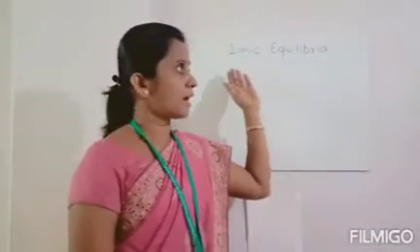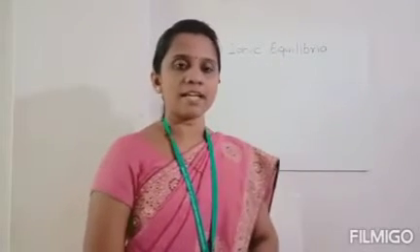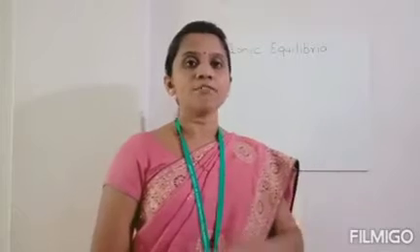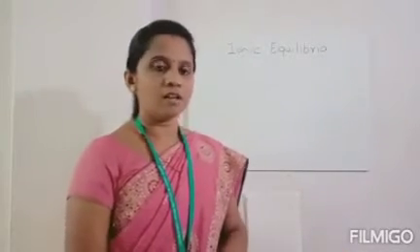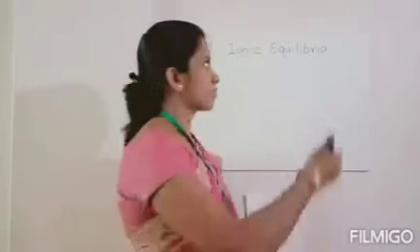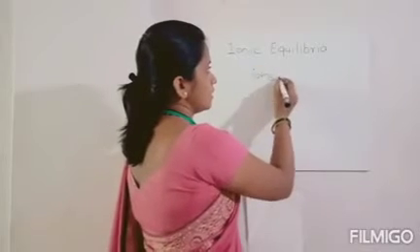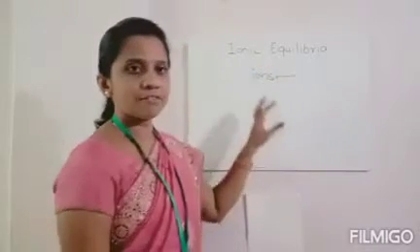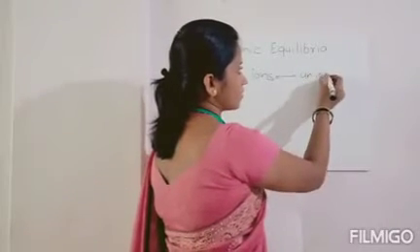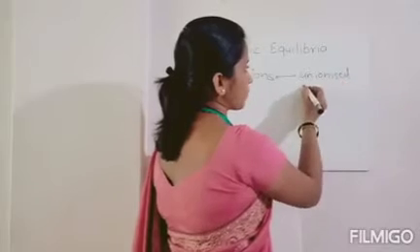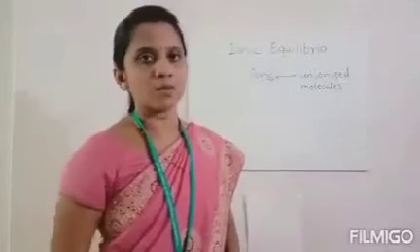So, what do you mean by ionic equilibrium? Ionic equilibrium is defined as the state of equilibrium between what? Between ions and unionized molecules. What I said? It is the state of equilibrium between ions and unionized molecules.